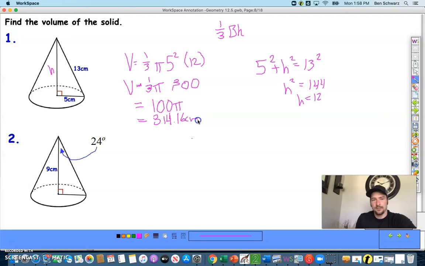And centimeters cubed. Okay. And again, if you want to plug all this in at one time, that's fine. Just be careful on your calculator. Make sure the 1/3 you put in parentheses there. Otherwise, do all this part, divide by 3. That works too.